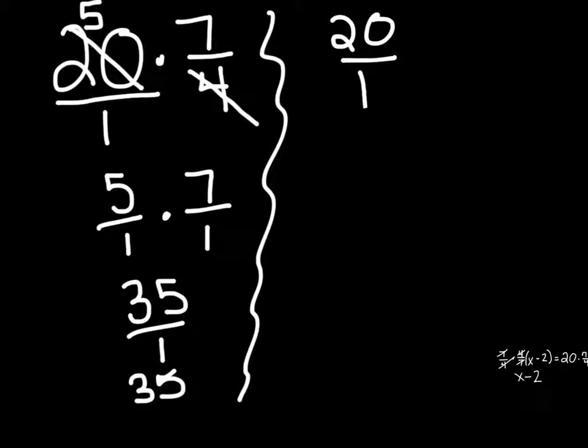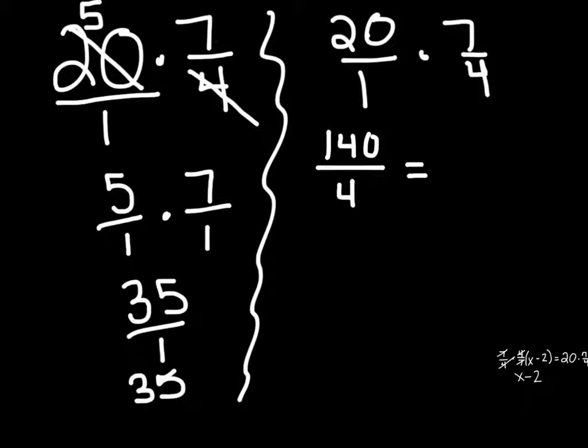So what I can do, I still put it over 20 over 1, but can I not multiply across? Okay, so I got to figure out what 20 times 7 is. 140. And what's 1 times 4? 4. So then I figure out what 140 divided by 4 is.